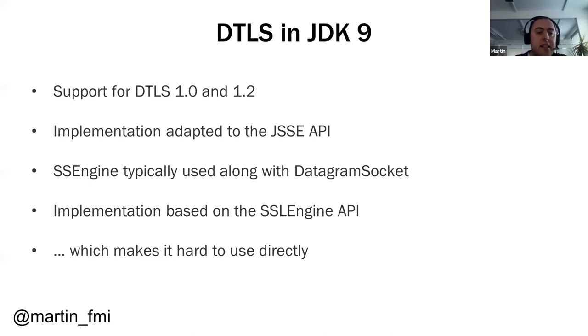The SSLEngine API can typically be used along with the Datagram Socket API if you want to use DTLS. And the implementation of DTLS is based on the SSLEngine API, which, as we mentioned, is the non-blocking mode of operation, which makes DTLS at present hard to use directly from the JDK.